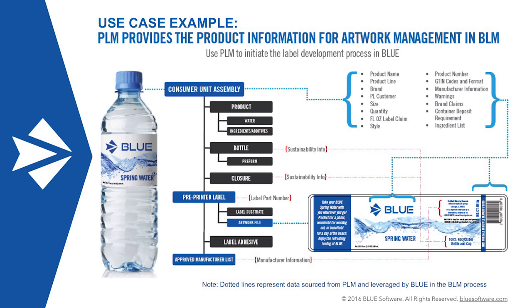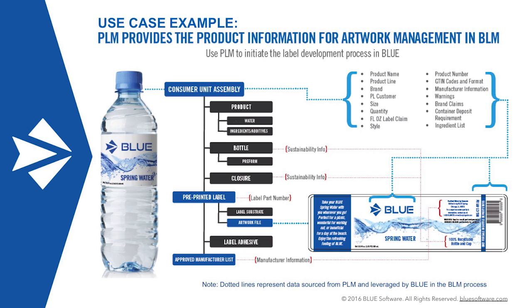So let's take a little bit deeper look. What does that mean? If you look at this example, we have a blue spring water bottle. If you were to break that down into the different components or pieces of information, in this particular example, you may have a consumer unit. That's the assembled water bottle. Underneath that, you have a product, which is your water. In that water, you may have different ingredients, additives, possibly a formulation associated with that. You also have the bottle itself, the raw bottle. You may have a preform, which is what the bottle is made from. And you have a closure or a cap.